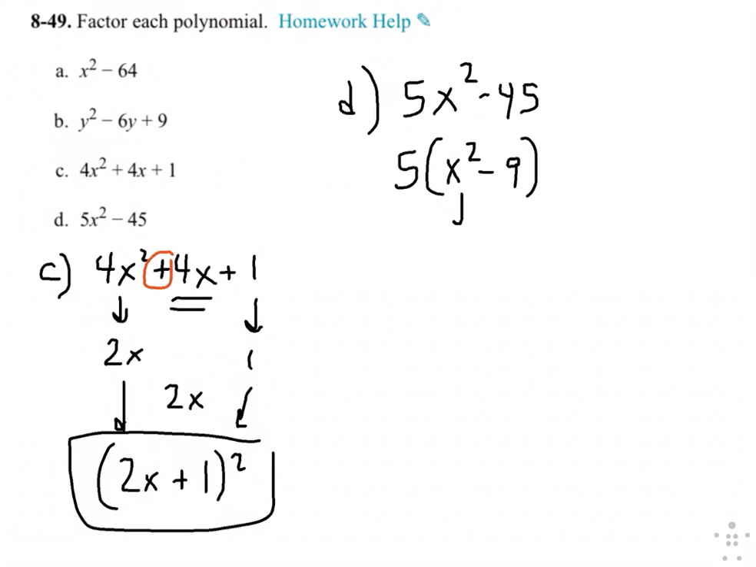Now let's take a look at this. This x squared is a perfect square. This 9 is a perfect square, 3. And we're subtracting, right? So that's a difference of squares. So the 5 is still there, right? We're multiplying by 5. But this is a difference of squares, and it factors to x plus 3 times x minus 3.